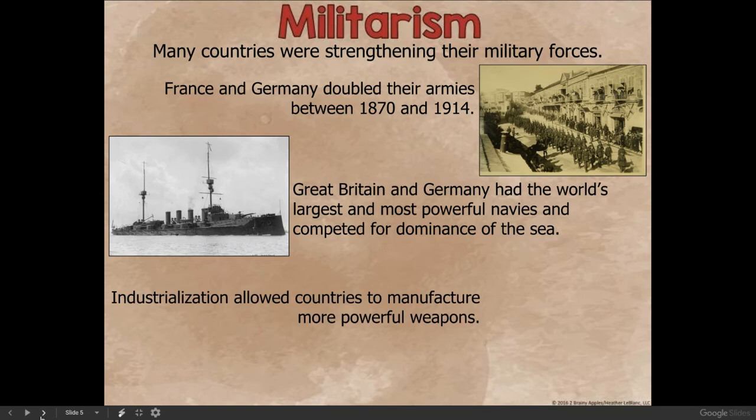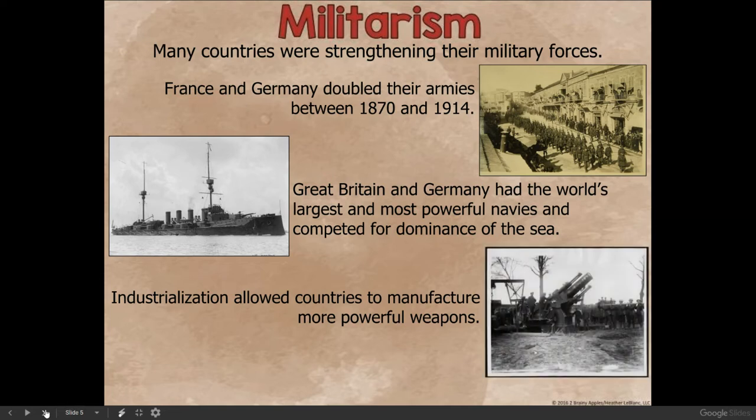And industrialization allowed these countries to manufacture more powerful weapons. It allowed them to mass produce ships because they had access to steel. You can see how big these warships are that they are building around this time. This is the first time that modern weaponry is used in a war, things such as tanks and machine guns. And again, that was because of industrialization, the mass production of goods.